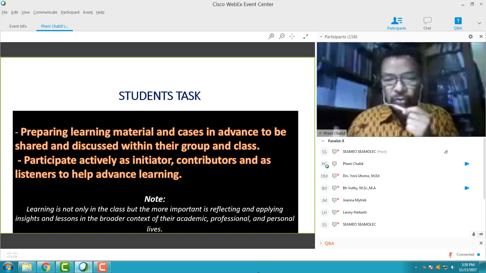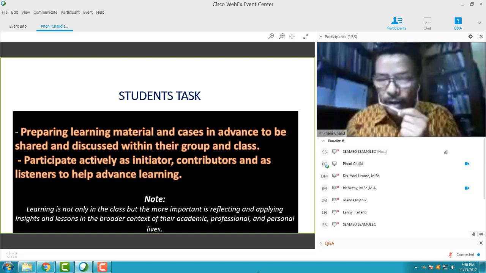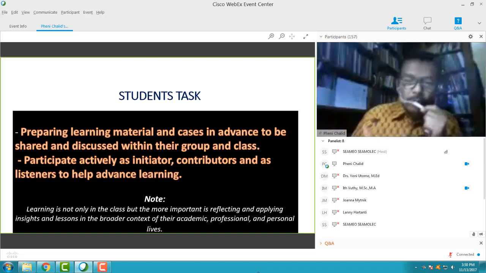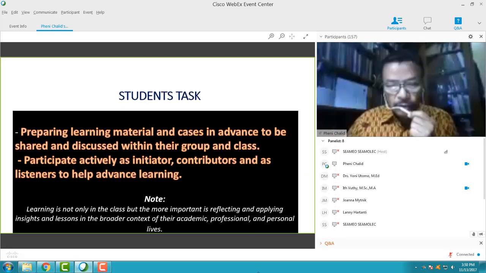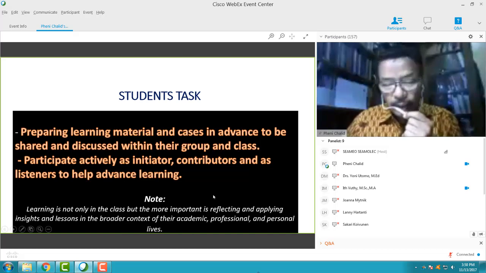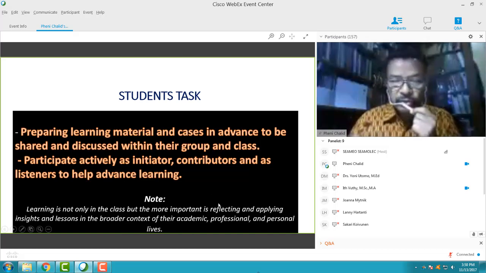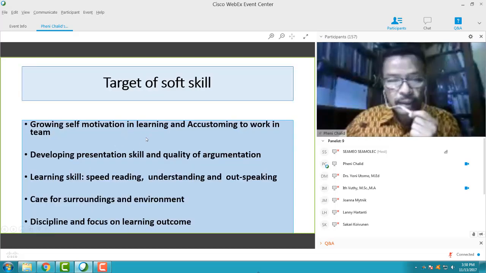The process is most important for us. Then they can argue if they do something or think something; there should be their argument: why you choose, why you do not choose. So learning is not only in the class, but more important is reflecting and applying insight and lessons in the broader context of their academic, professional, and personal life. That is why we are so concerned about teamwork in the class. That is the subject of soft skills, which I think Johanna and Lani already mentioned. I will not go into detail on this.